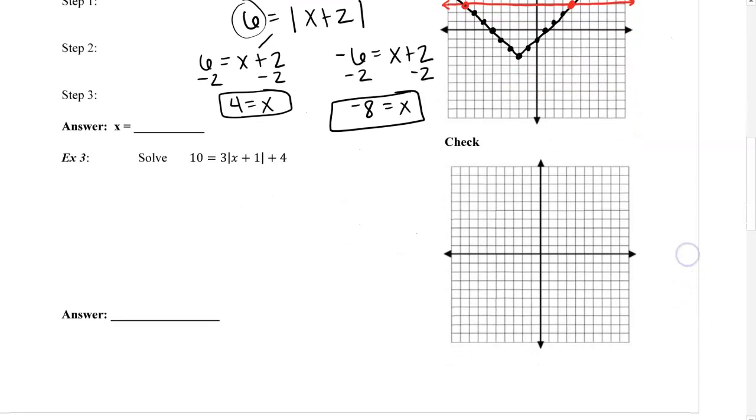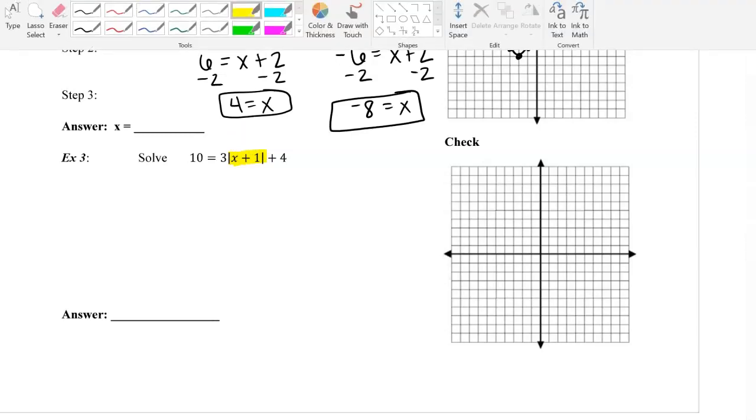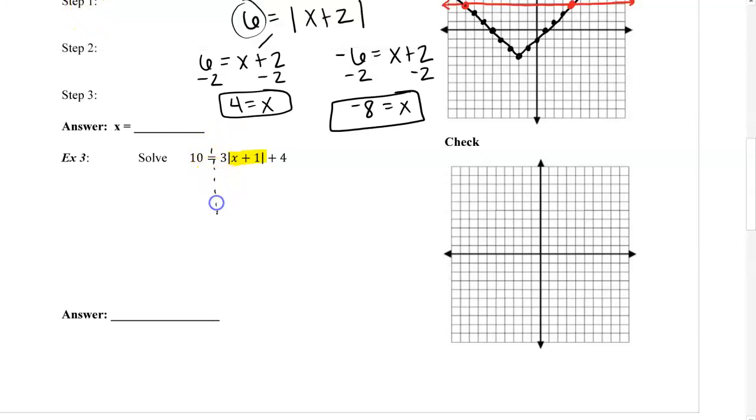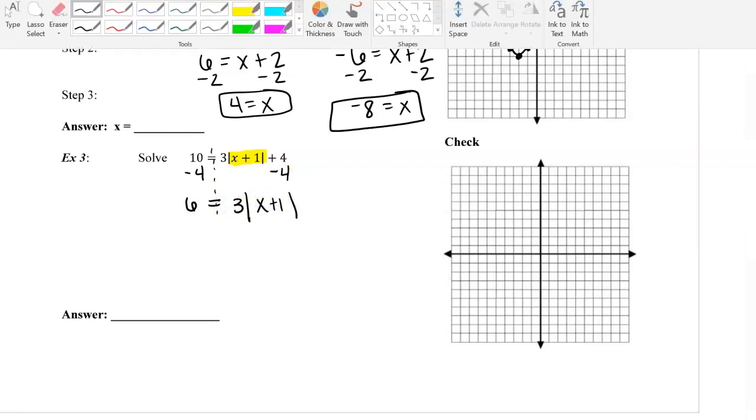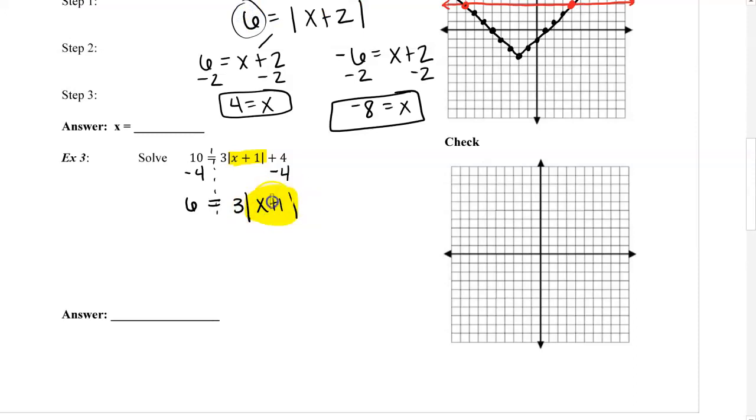Okay, we'll solve one more. We get the absolute value by itself first. So we don't want anything on this side of the equation besides the absolute value bars. So I'm going to subtract 4. We want to get the absolute value by itself. So if we have 3 out in front, we want to divide by 3. You cannot distribute a 3 into the absolute value. You have to keep the 3 on the outside and divide it.